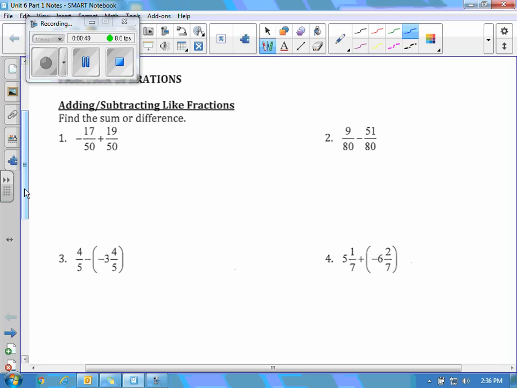So for number 1, you have negative 17 over 50 plus 19 over 50. Since they have a common denominator, I can just add them together and put them over that denominator. Negative 17 plus 19 is 2, so I have 2 over 50, which I have to reduce to 1 over 25, but then I'm done there.